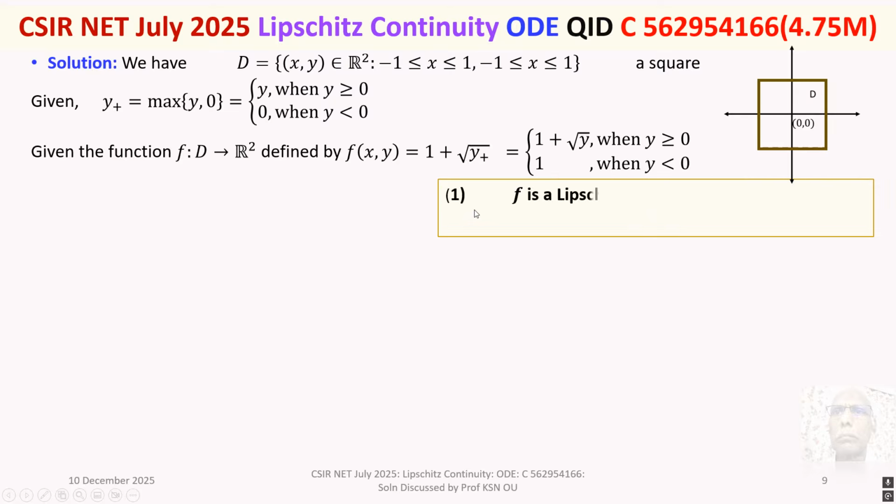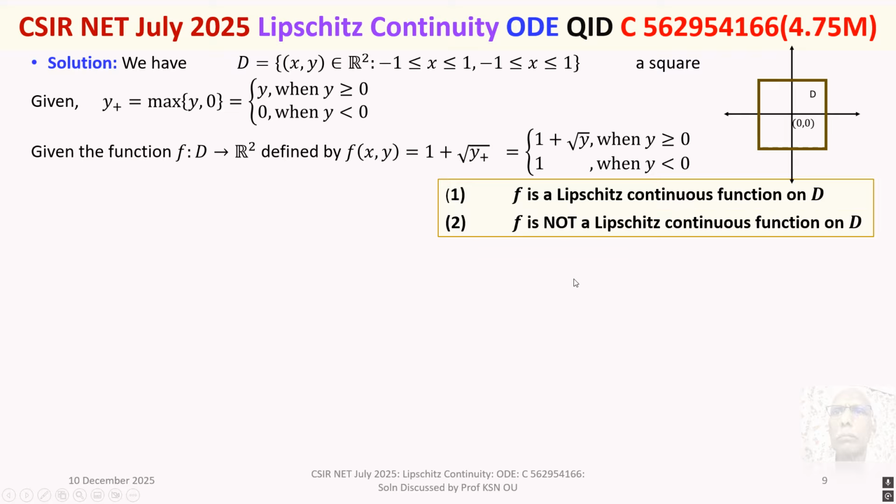Right, let's call options 1 and 2. Option 1 says f is a Lipschitz continuous function on D. Option 2 says it is not.